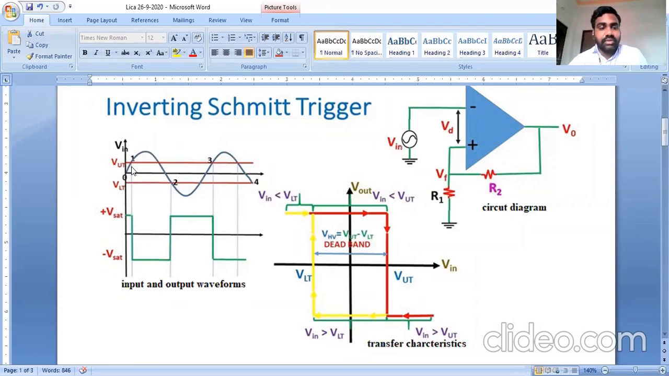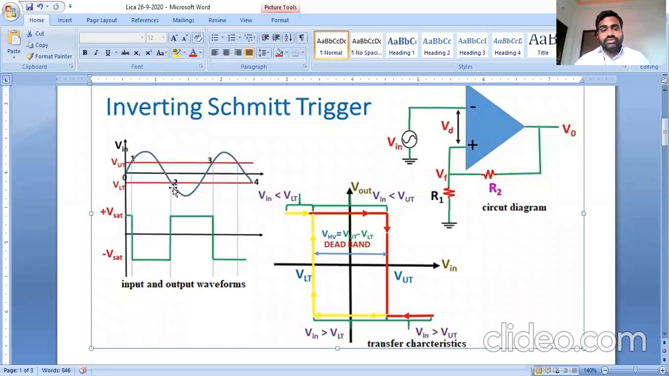And after that instant, the input voltage is greater than the upper threshold voltage. That means it is reaching V peak here. That's why here we have negative saturation. From instant 1, after reaching the positive peak, the input voltage is greater than the upper threshold voltage. That's why we have a negative saturation, or low voltage, here. And even after crossing the reference voltage, from this instant to the second instant we still have negative saturation.